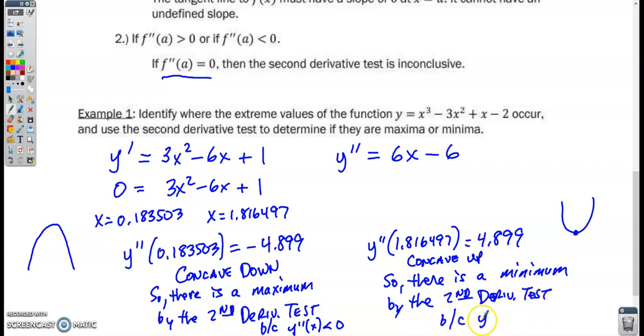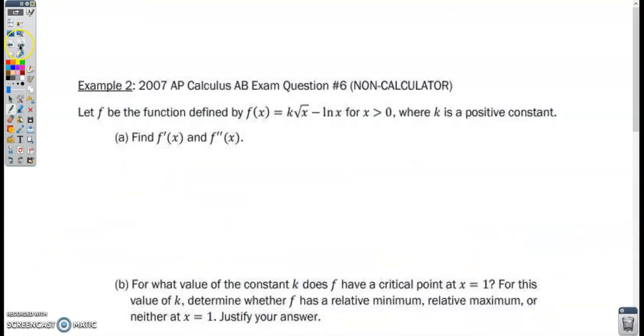Because y double prime is greater than 0. And there's the second derivative test in practice. All right, let's keep rolling. We'll go ahead and look at our second example.